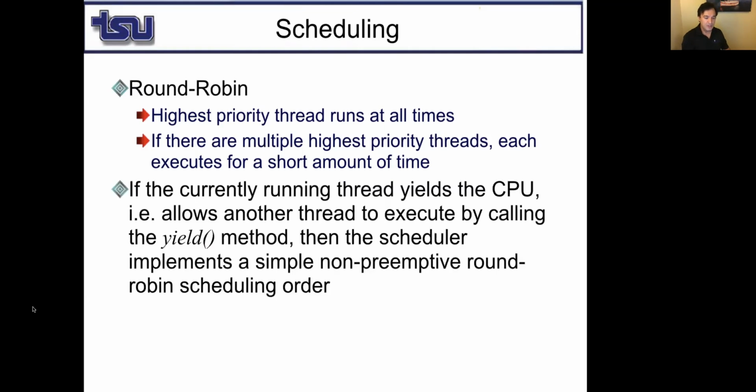Okay. If the currently running thread yields the CPU, yielding means it allows another thread to execute by calling the yield method. Thread class has a method called yield, okay? You can call that method. In this case, the scheduler will implement a simple non-preemptive round-robin scheduling order. So basically, if you do yield, that thread waits and looks for the threads of high priority, and then they will start executing in a round-robin scheduling order.